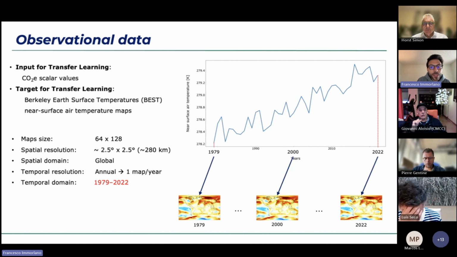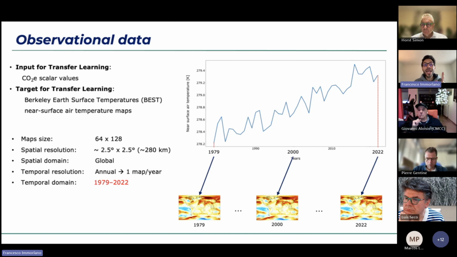Also, concerning the overfitting, of course, this was a concern. In fact, we used a lower learning rate to keep the information from the previous pre-training, and also to avoid, of course, losing the information, and to avoid the overfitting on the data during the pre-training. And also the use of the same CO2 equivalent scalar input during the pre-training and the transfer learning was also a way proposed in the scientific literature to avoid or reduce overfitting during the transfer learning phase.